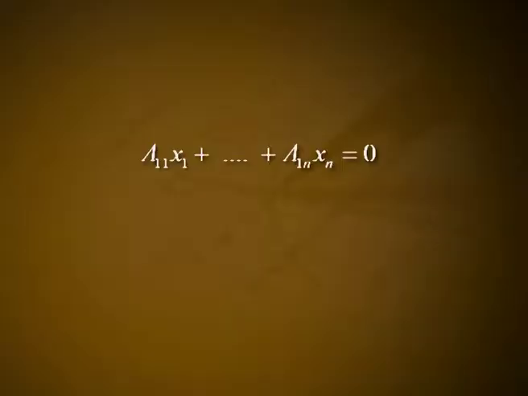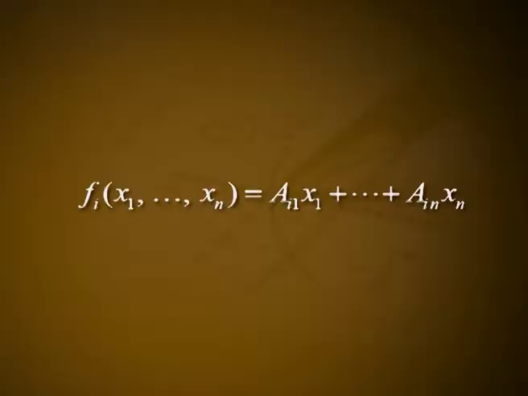Example 9. Verify that the solution space of a given system of m linear equations in n unknowns x_1, x_2 etc. x_n can be regarded as the subspace annihilated by some space of linear functionals. Solution: suppose we try to find the solution space of the following system of linear equations: a_11 into x_1 plus etc. a_1n into x_n equal to 0 etc. a_m1 into x_1 plus etc. plus a_mn into x_n equal to 0.